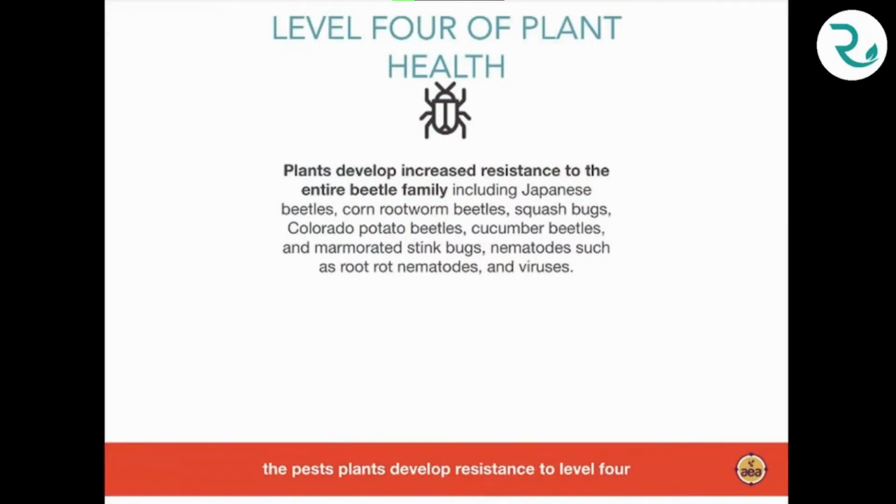At this stage, plants become resistant to all of the beetles: Japanese beetle, Colorado potato beetle, marmorated stink bug, and so forth, as well as nematodes and viruses. So nematodes do not have a chance for plants at this level of plant health, and viruses can be present in the parent plant material, such as in seed potatoes, but when the crop is grown out, that viral infection will not express itself, and in fact the viral infection can be removed entirely when we have the right mineral nutrition to accomplish that.